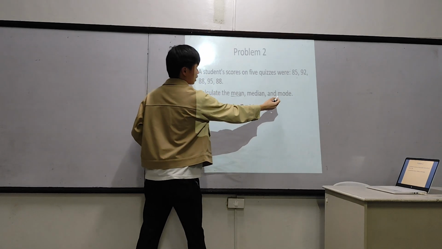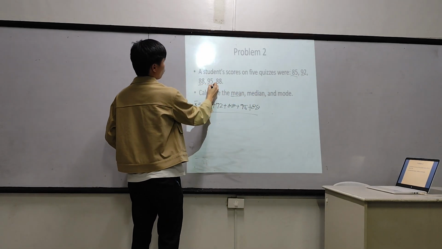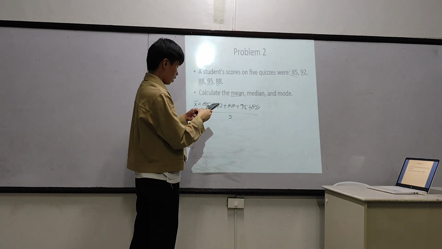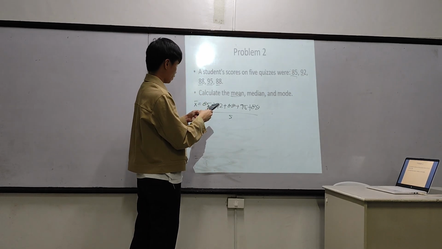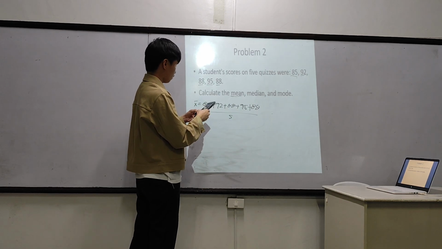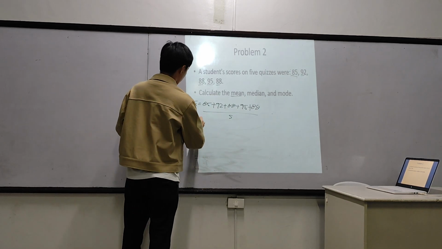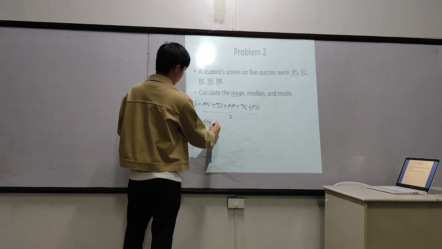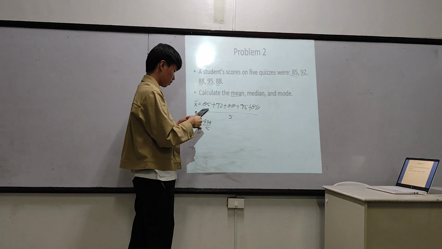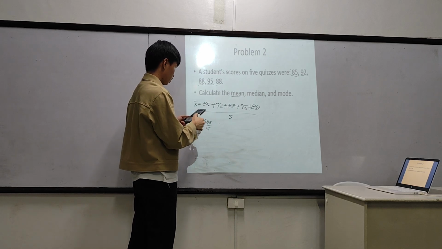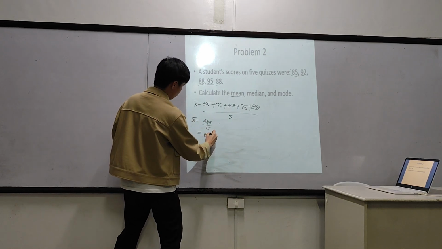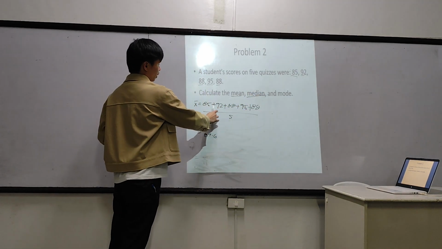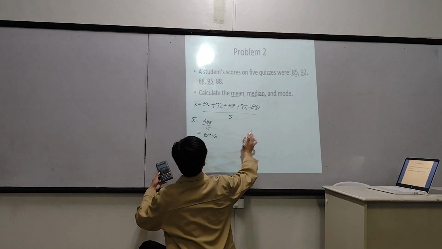divided by how many numbers there are: 1, 2, 3, 4, and 5, divided by 5. So 85 plus 92 plus 88 plus 95 plus 88 is equal to 448, divided by 5. We have 89.6.